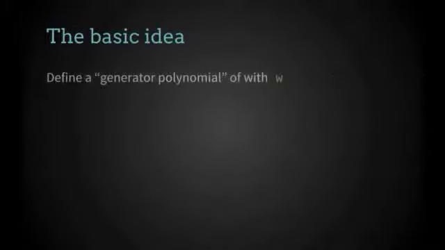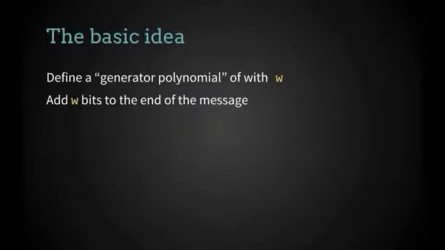So the basic idea behind the process of the CRC is to define a generator polynomial of a certain width, and I see that's a typo there, and you add that many bits to the end of the message, and that's just empty bits, zeros. So if you have a polynomial of width 4, then you would append 4 bits.